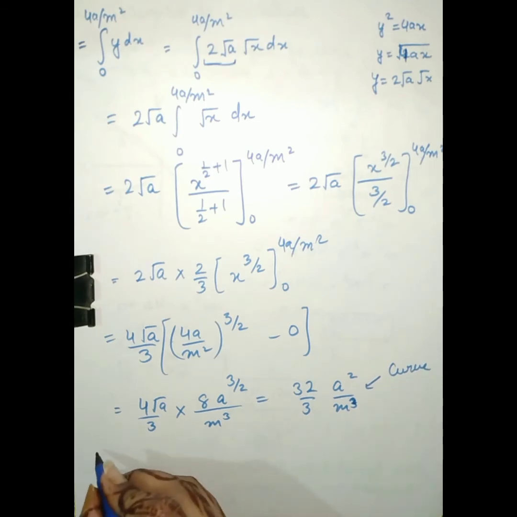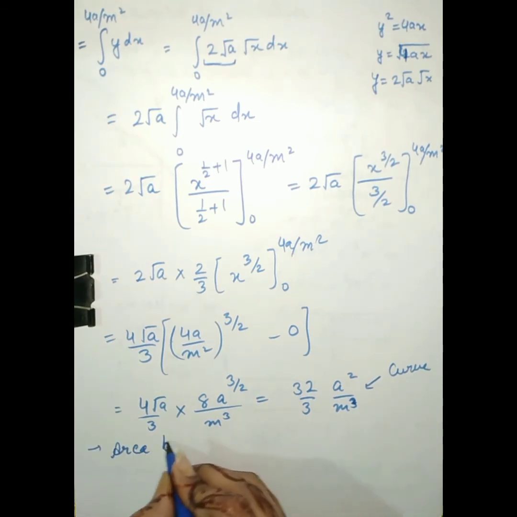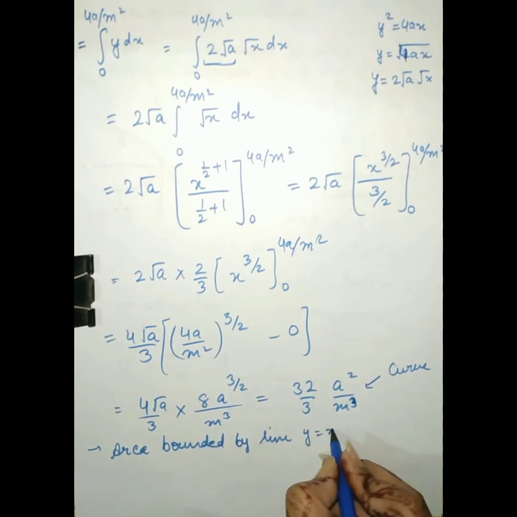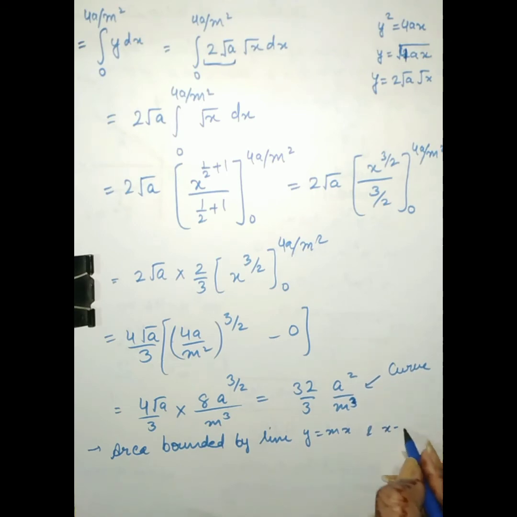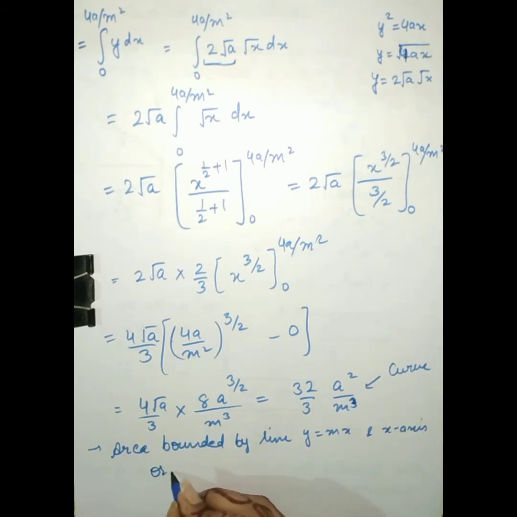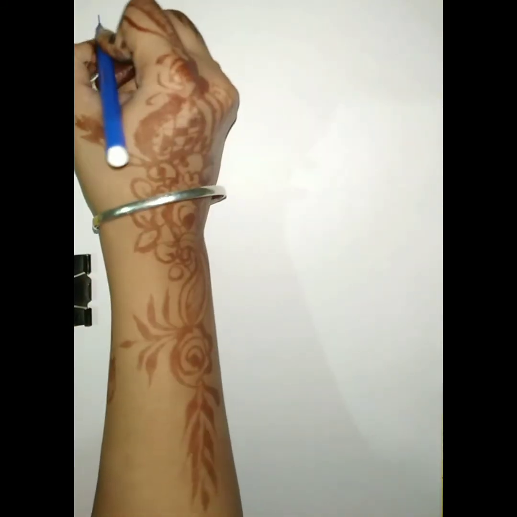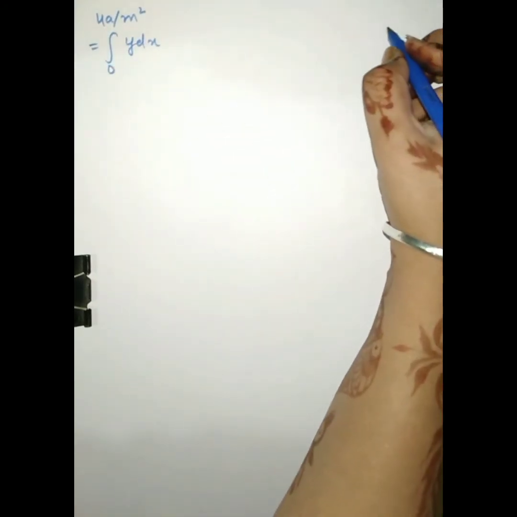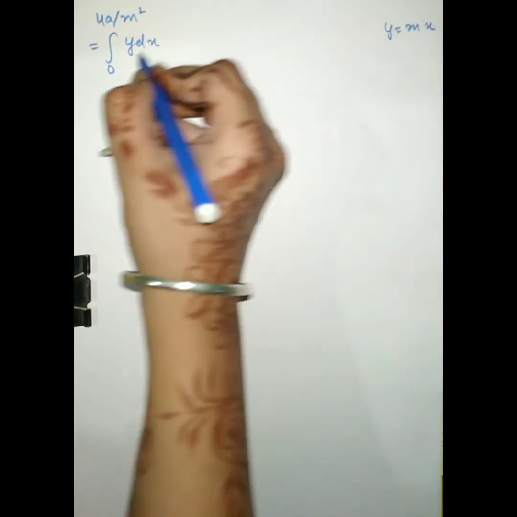Now we have to find the area which is bounded by the line y equals mx, and which is along the x-axis, and for this the ordinates are x equals 0 and x equals 4a upon m square. That means we will take the limit 0 to 4a upon m square. That means we get the integral 0 to 4a upon m square y dx, and for the equation of a line y equals mx, so we will put this value of y here.